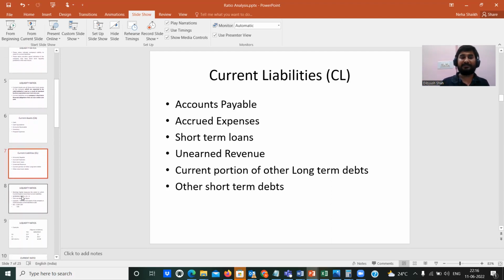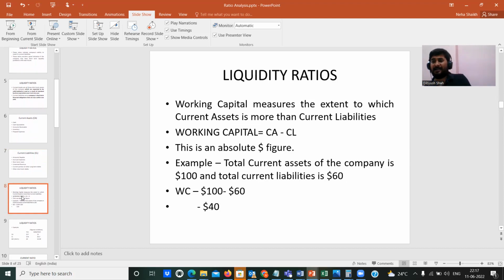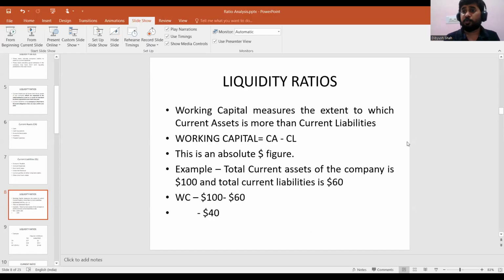Once you have understood what is current assets and current liabilities, liquidity ratio is just like a walk in the park. First, you understand what is working capital.